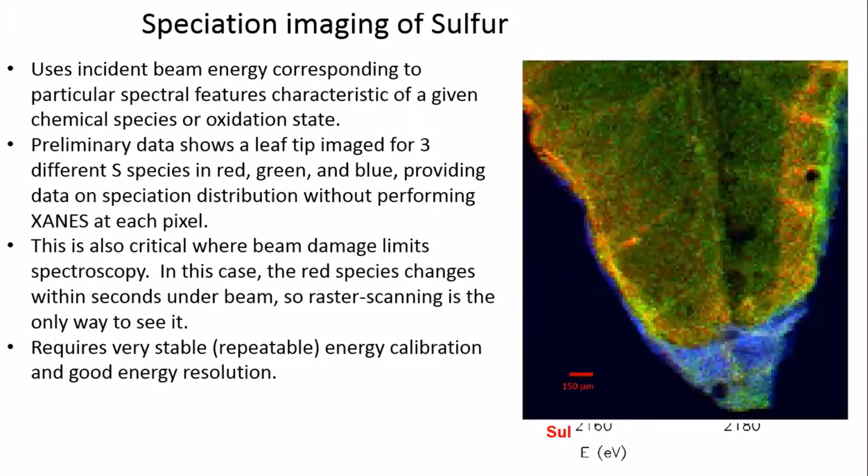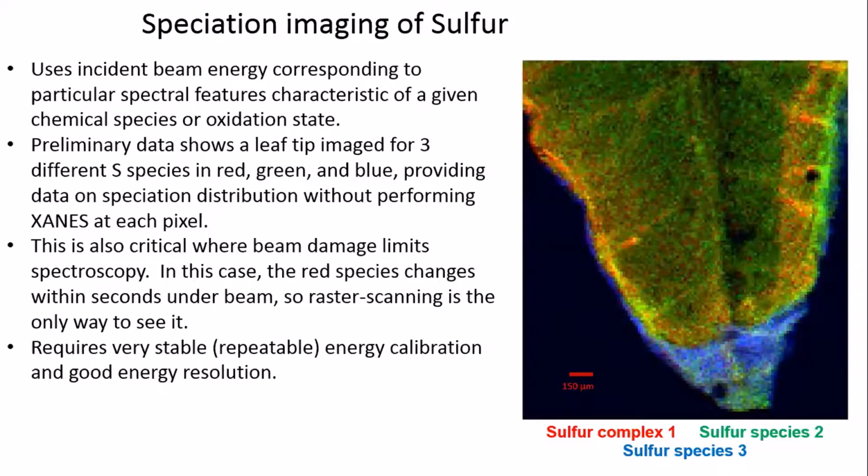For the topic of speciation imaging, or species-specific imaging, using the incident beam energy that corresponds to specific spectral features characteristic of a given species or oxidation state works really well for sulfur, but we've also used it for phosphorus and uranium and a few other elements. This image on the right shows the tip of a fern leaf that's imaged for 3 different sulfur species in red, green, and blue. And the 3 species are distributed very differently across the leaf.